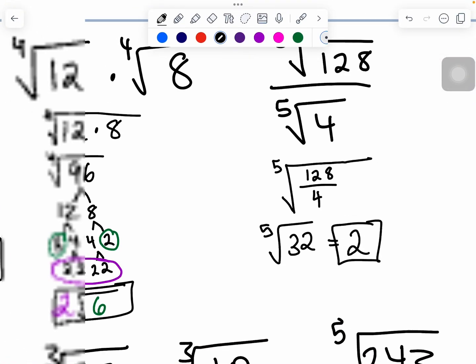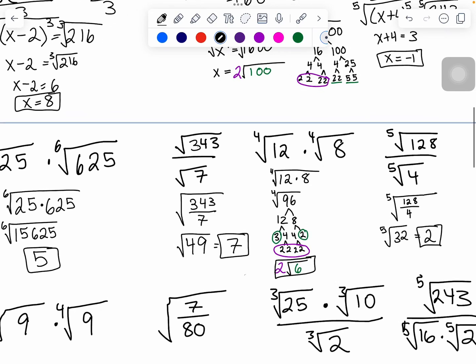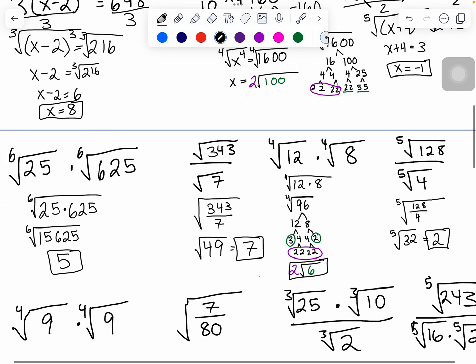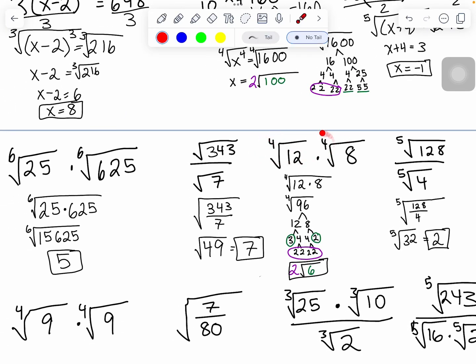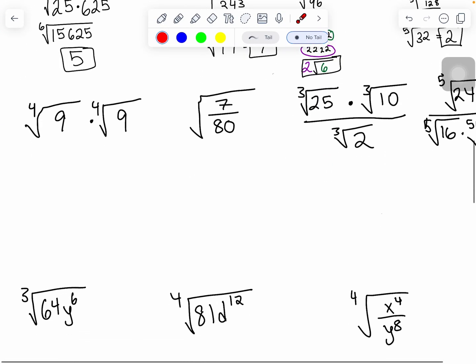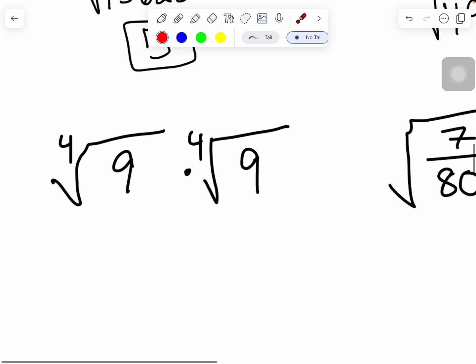And I'm done. Okay, so again, with multiplication and division of roots, as long as your roots are the same type, I can just put everything under a single root and perform the operation from there. And more often than not, if we get big numbers like this first one was, just try it in your calculator and hopefully you get a nice number. If you don't get a nice number like we did here, just break it down like we've been talking about and you should be good to go.